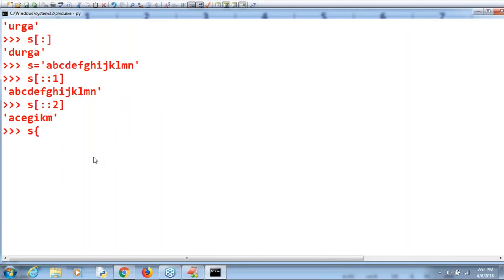Sir, S of colon colon minus 1. Minus 1 means decrement, right? So reverse is going to come in the picture. Can you please observe, is it reversed or not? Very important question for the interviewer: by using slice operator, how can you reverse the string? Very simple, sir. You have to specify minus 1. If you take minus 1, then automatically reverse is going to happen.